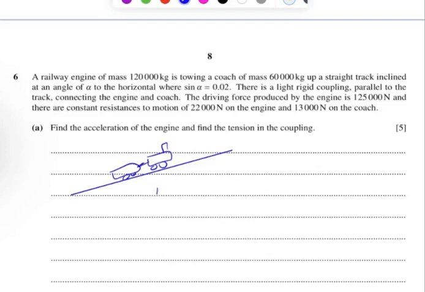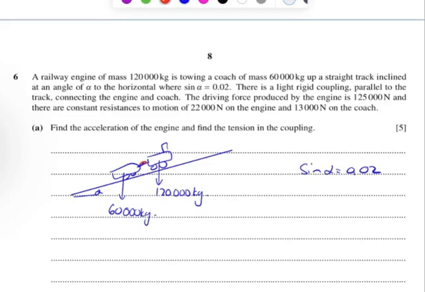120,000 kgs. Big note to myself, watch out for all the zeros, because I'm also going to have to turn this into weight. And 60,000 kgs. Up a track inclined at an angle of alpha. They do give us alpha, 0.02. There is a light rigid coupling parallel to the track, connecting the engine and the coach.